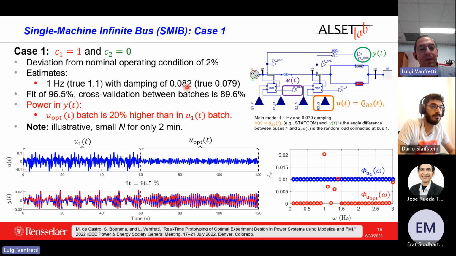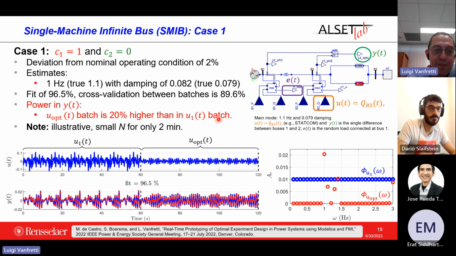Now, this example is made for illustration, because if you see, our signal is only 2 minutes, so you're not going to get good estimation. But what I want to show here is, if you look here, we have the U1 and the U optimal that we're applying. And at the bottom, we have the fitness of the model, basically. So we can get a good fitness of our model when we compare to the real data. But what is important here is that the optimal signal power is 20% higher than U1.